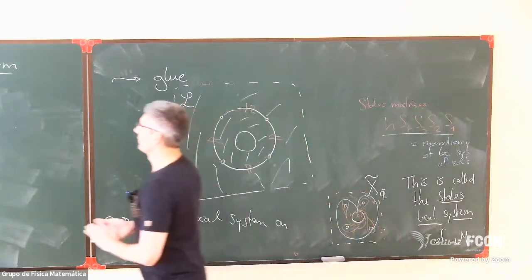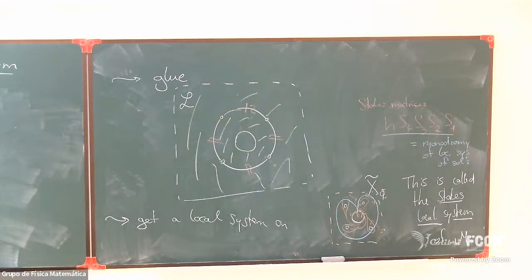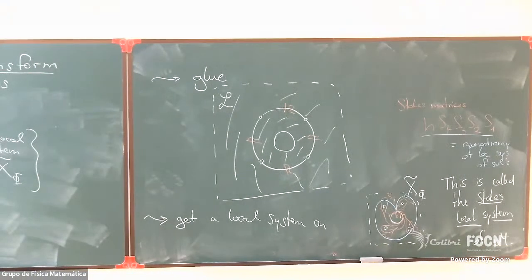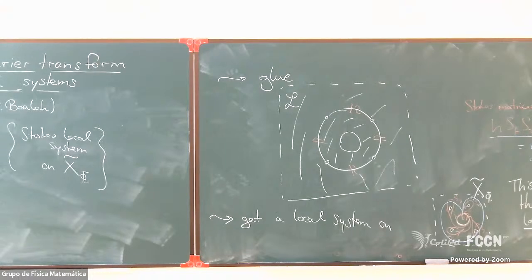Okay, so now I talked a lot about how this Stokes local system works and what they mean. Actually, I want to tell you now about the Fourier transform. So I will quickly do this.